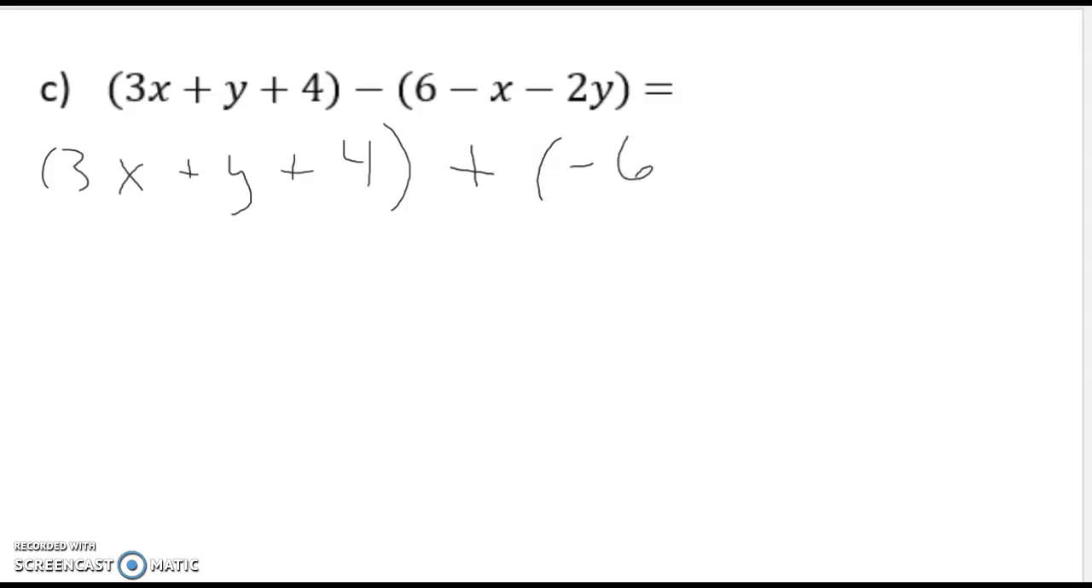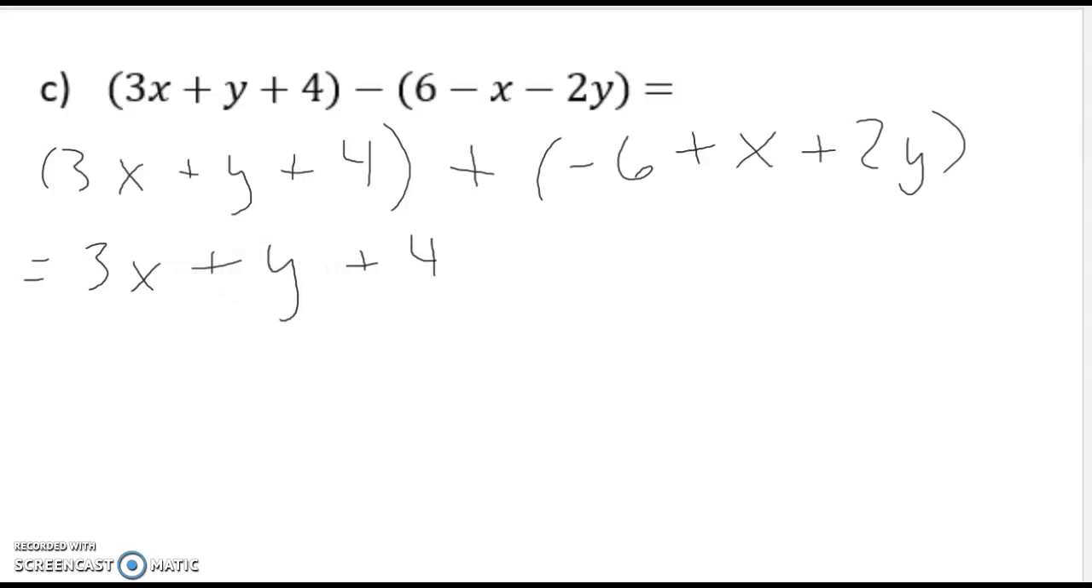Positive 6 is a negative 6. Negative x is a positive x. Negative 2y is a positive 2y. Now we can rewrite without the brackets. 3x plus y plus 4, and then write this one without the brackets. Negative 6 plus x plus 2y. And now let's gather our like terms.